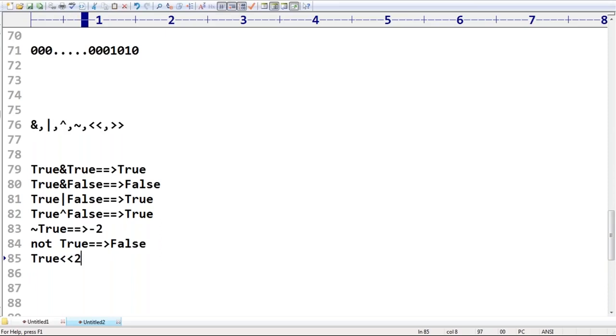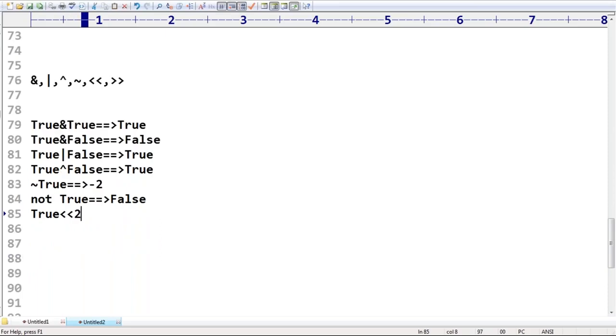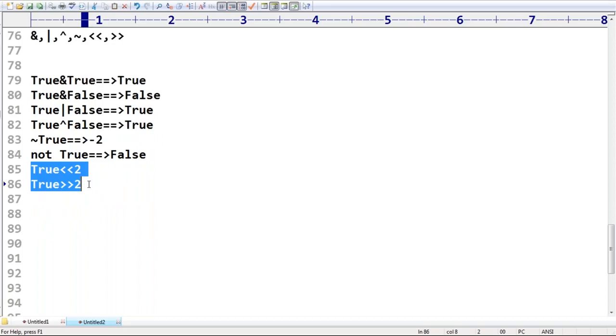What answer are we going to get by default? Can you please respond? True right shift 2. Can you please tell what is the answer in the last two cases? You are not required to guess. I hope you are able to evaluate. Left shift, right shift, bitwise operators, shift operators.